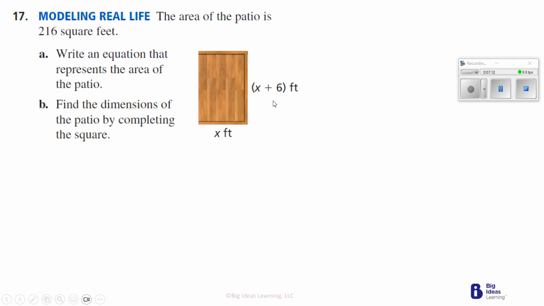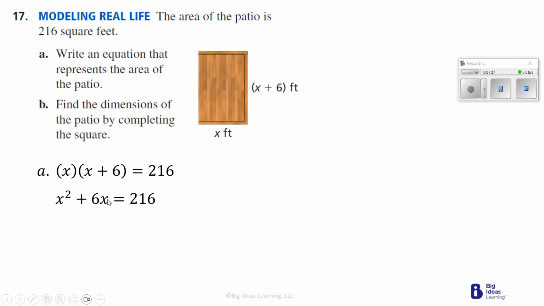All right, so it says write an equation that represents the area. Area is length times width. So it's going to be x times x plus 6, and that's going to equal 216 because the whole area was 216. X times x is x squared, and x times 6 would be 6x.